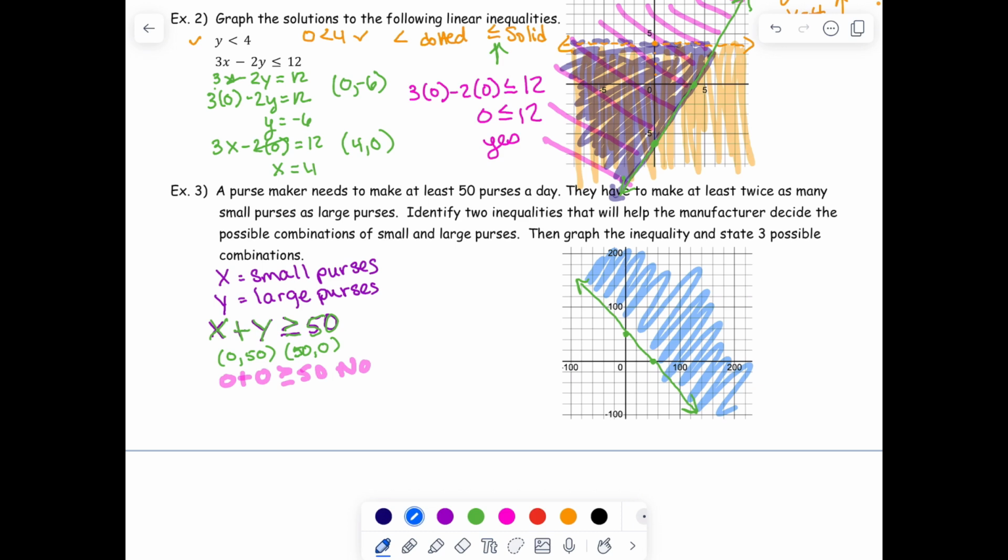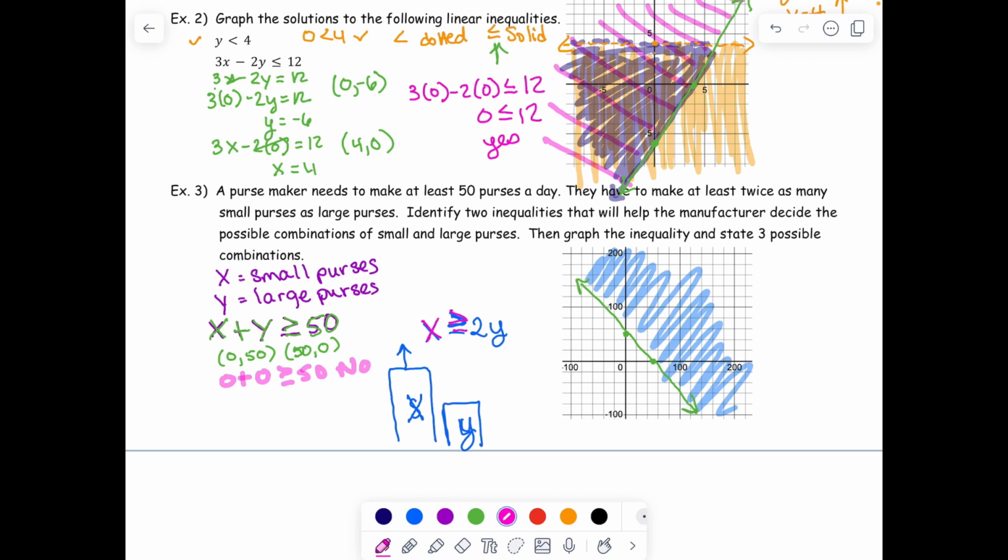The next statement says we have to make at least twice as many small purses as large purses. So if we were looking at these are the small purses and these are the large purses, you can visually see that we'd have twice as many, right? So we called the small purses X and we called the large purses Y. So if I wanted to talk about making things equal, we would have to have 2 of the Y's, right? But we're saying that we could actually have more of the X, so this guy could be bigger.